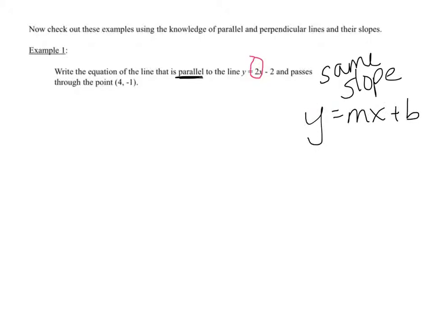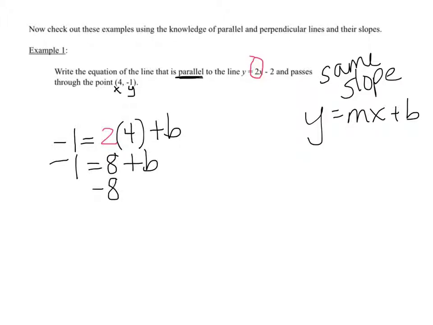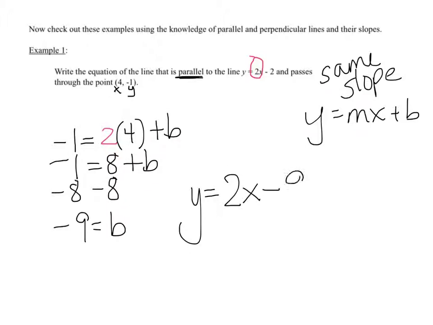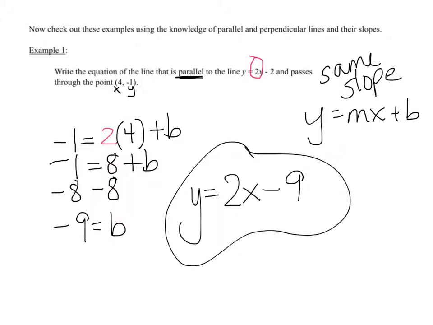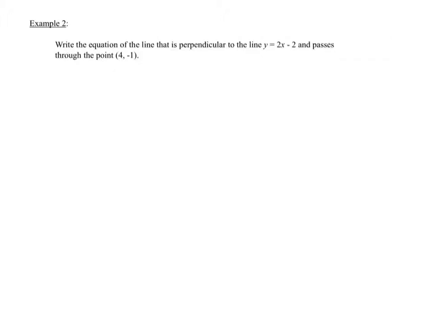All right, so here's our x coordinate, here's our y coordinate, so we have negative 1 equals m, which is 2, times our x coordinate, which is 4, plus b. So I have negative 1 equals 8 plus b. Then I subtract 8, and I have negative 9 is equal to b. So our equation is y equals 2x minus 9. So there's our equation. Now what about perpendicular lines?